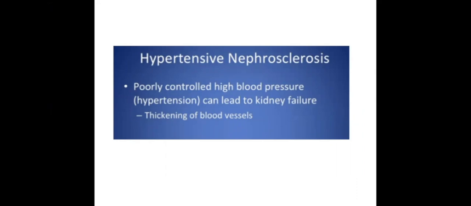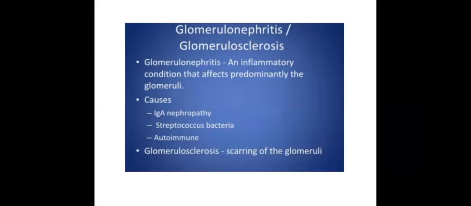Then the second disease of the renal system is hypertensive nephrosclerosis. It is because of poorly controlled high BP. It means high BP is not under control, and that high BP is damaging the kidney, and it can also lead to kidney failure. In this, the blood vessels get thickened and injured. Then glomerulonephritis.